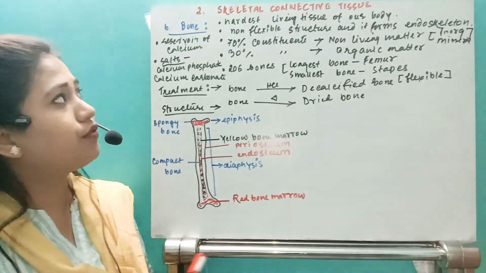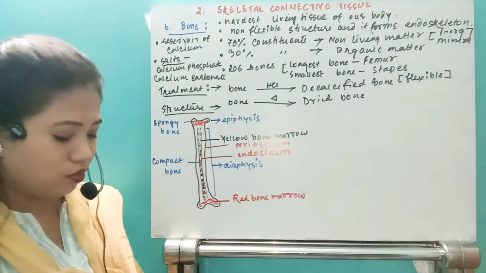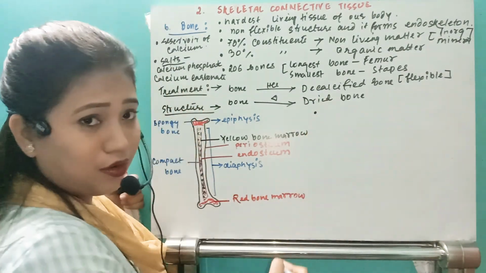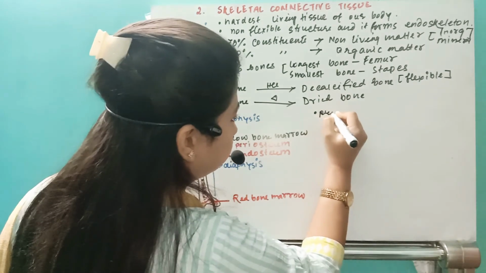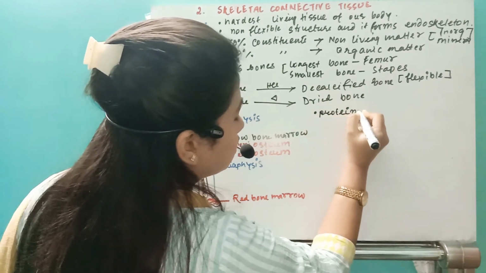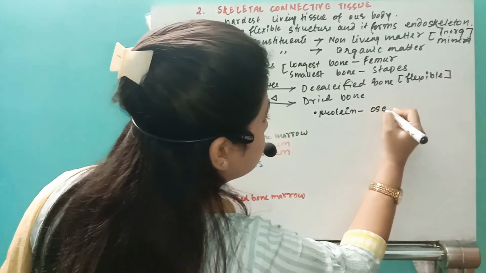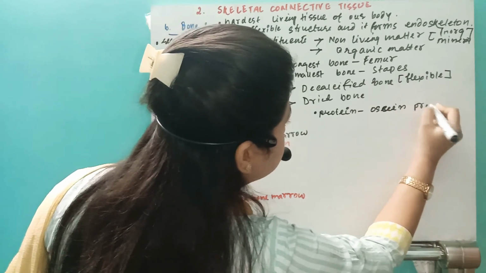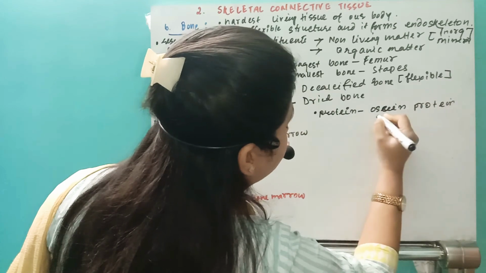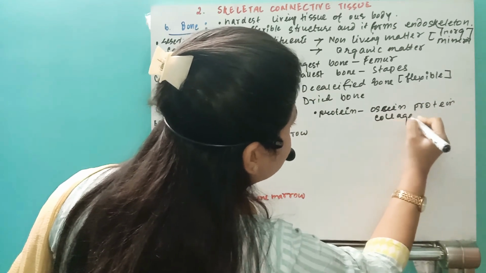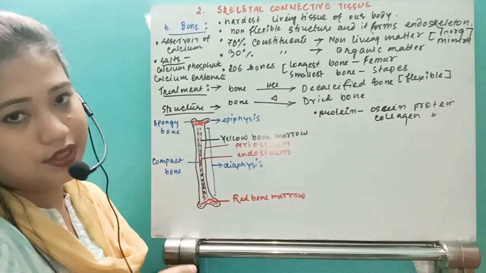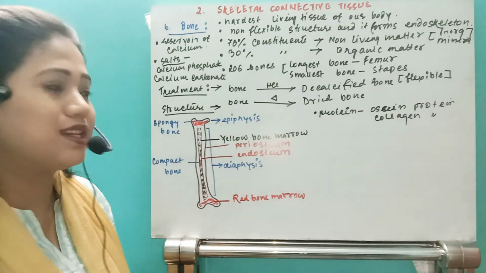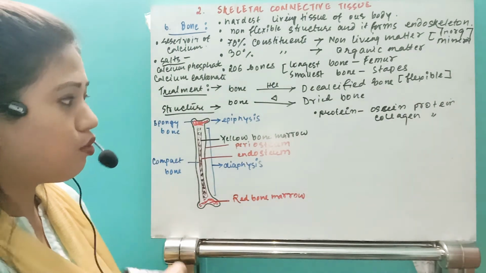Now, one thing we need to know about the bone is the protein we are going to see. What is the protein? Protein ossein. Ossein protein is generally found. Along with that, collagen protein will also be present, right? So collagen protein will also be present in the bones.